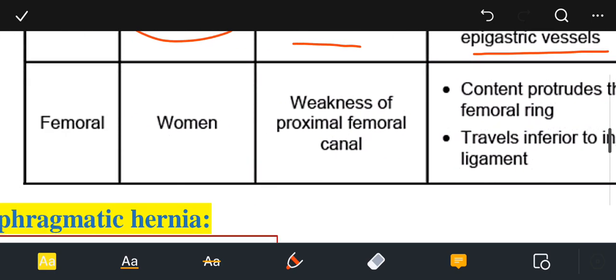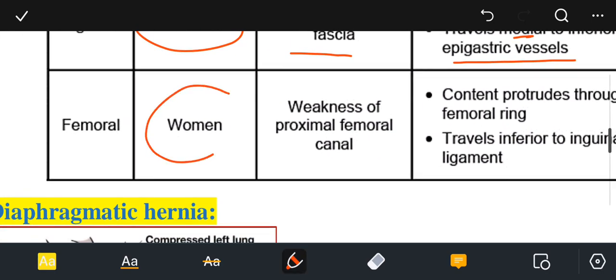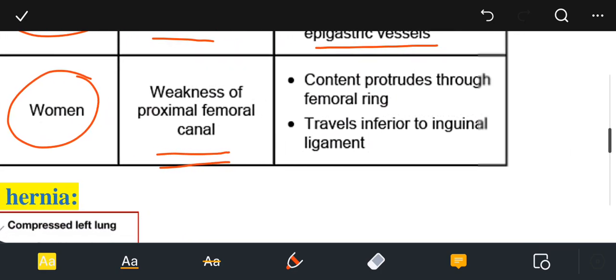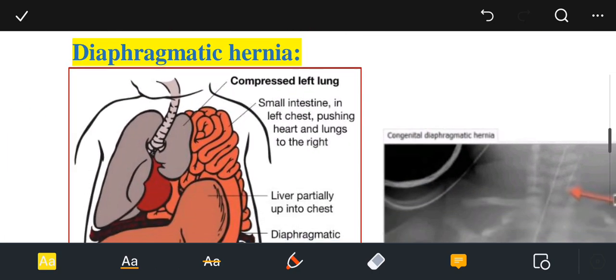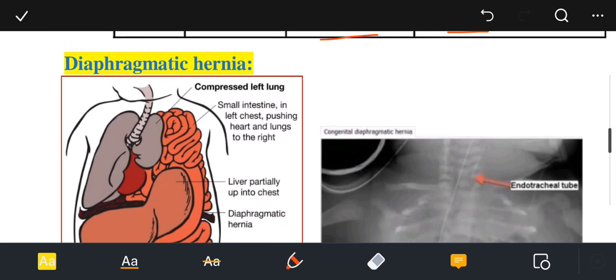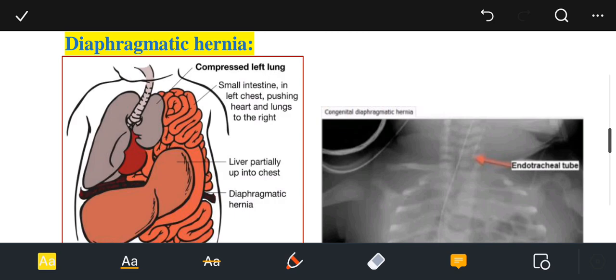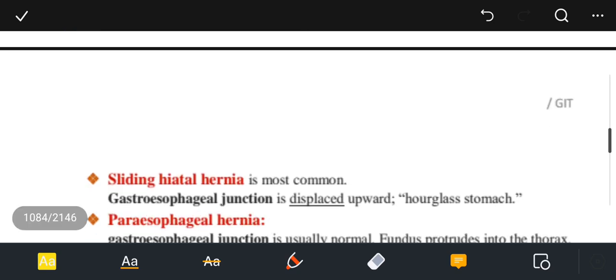Now the femoral hernias are present more commonly in women. There is a weakness of the proximal femoral canal, and the contents protrude through the femoral ring, and they travel inferior to the inguinal ligament. Now you can see this is the diaphragmatic hernia. We have talked about diaphragmatic hernia, I guess, before, but this hernia is also called the Bochdalek hernia.